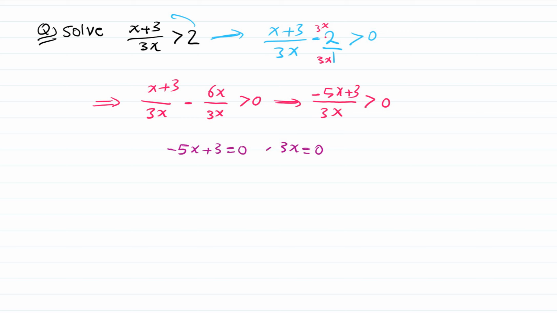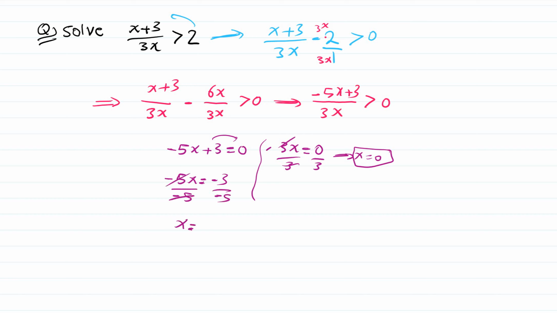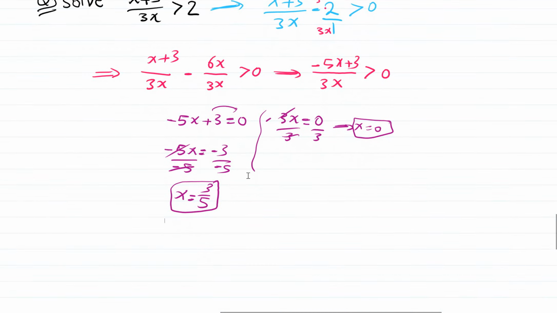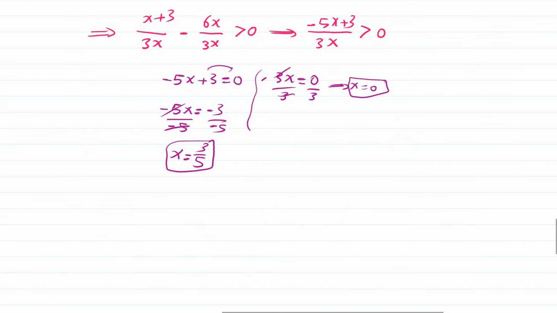Find out the values. Divide by 3, divide by 3, x equals 0, right? Because 0 divided by 3. How about the other one? We have negative 5x plus 3, move 3 to the other side. We get negative 5x equals negative 3. Then divide by negative 5, both sides cancel out, x equals 3 over 5. All right. Right now, students, you can graph these two values on the number line in order to find out the intervals.